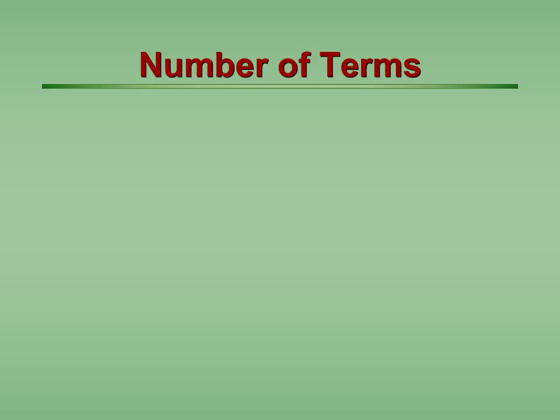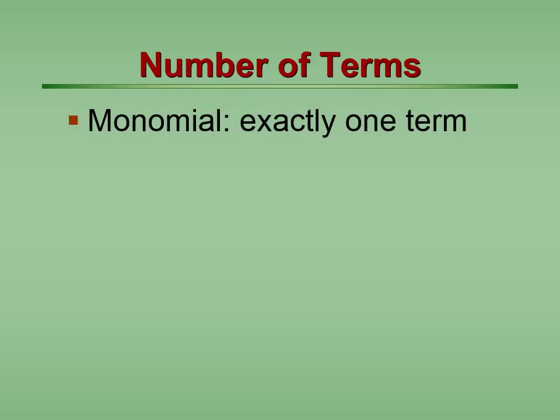So let's talk about number of terms first. I showed you how to count up the number of terms. Remember, terms are separated by addition and subtraction. Once you count up the number of terms, you can classify that type of polynomial. If you only have 1 term, you have a monomial. So here's an example, 21x squared y. Notice that there's no addition, there's no subtraction.